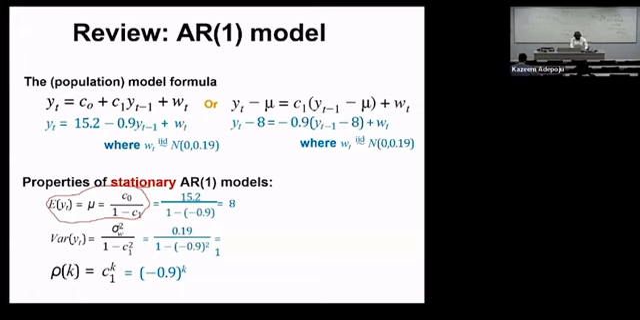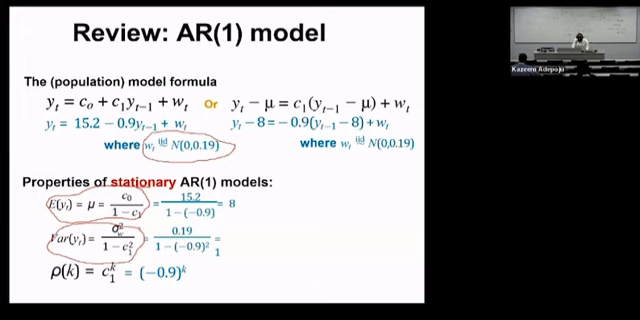If you want to figure out the variance of Y_t, it's just going to be sigma squared w divided by 1 minus c1 squared. Of course, you know what sigma squared w is. That is the variance of the error. Take a look at this. In the specification of the white noise w_t, it is telling you the variance is 0.19.